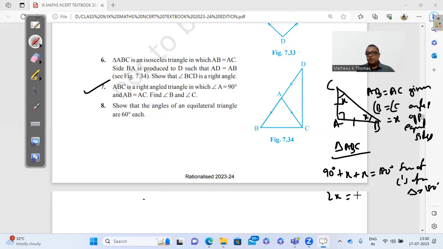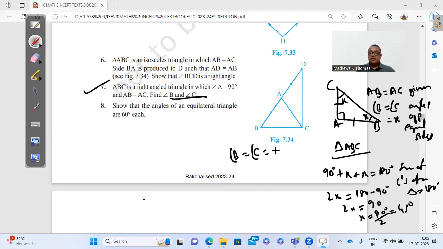We know this. And when we add this, now what will we get? 2x, and 90 will be transferred to that side. 180 minus 90, so 2x is 90. So x will be 90 upon 2, which is 45. Therefore, the question was find angle B and C. So both these angles B and C will be 45 degrees each. Then we have question 8.